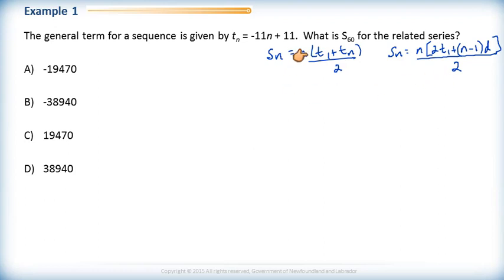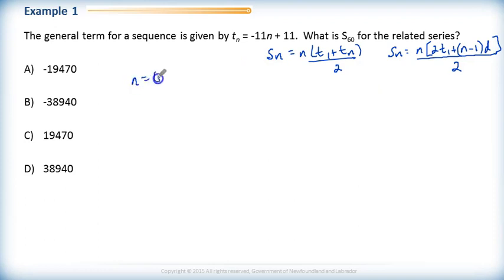Let's see. To use this one, I'd need to know term 1, which I can calculate from this formula. And I'd need to know my n value, which is going to be 60. And I'd need to know t sub 60, which I can also calculate from here. So that's not too bad. Over here, I'd need to know my n value, which I have, and my term 1, which I can calculate from the formula. The constant difference is the coefficient of n in the sequence formula. That's negative 11. But I think I'll still stick with this formula.